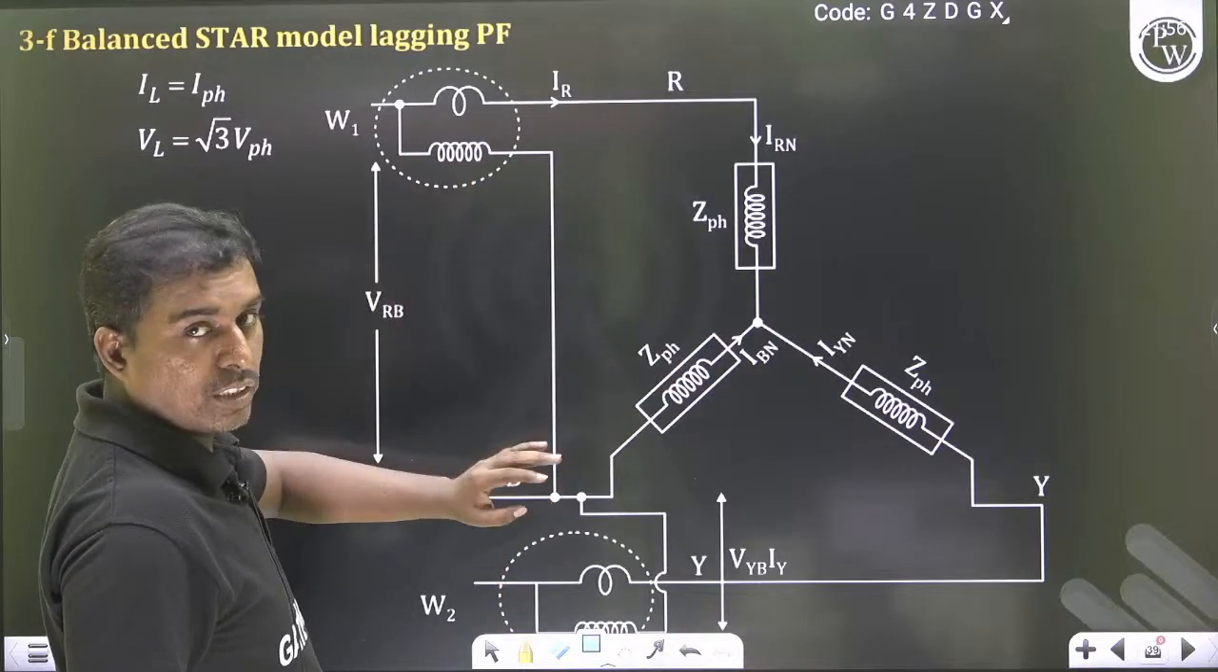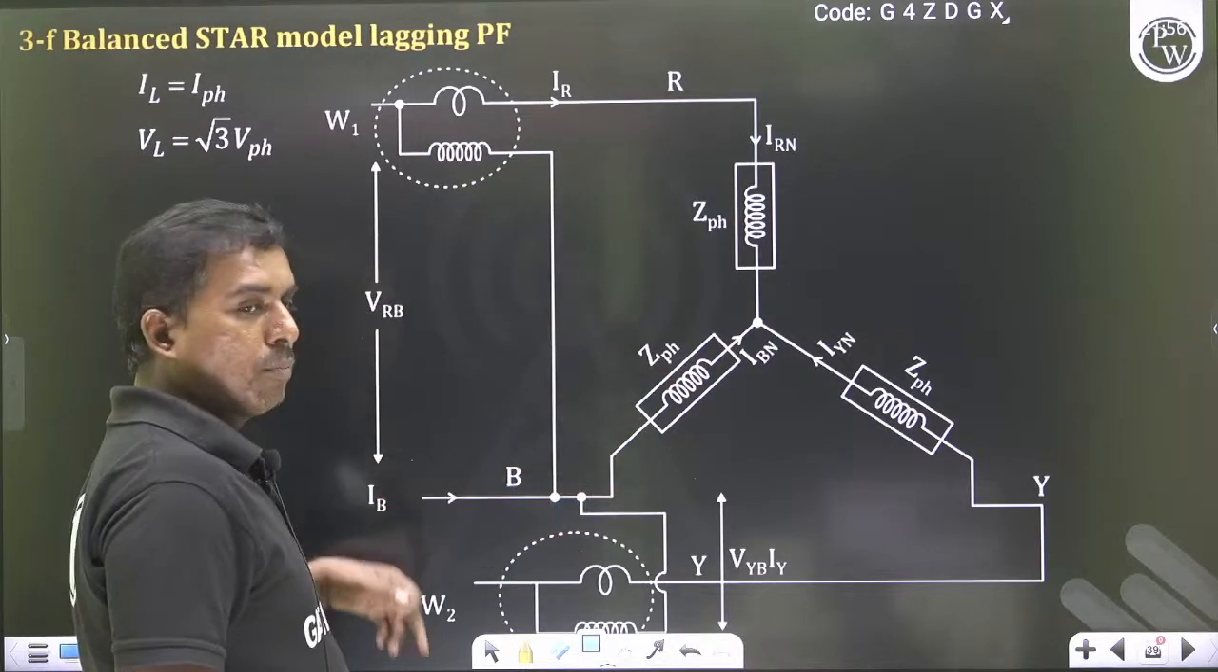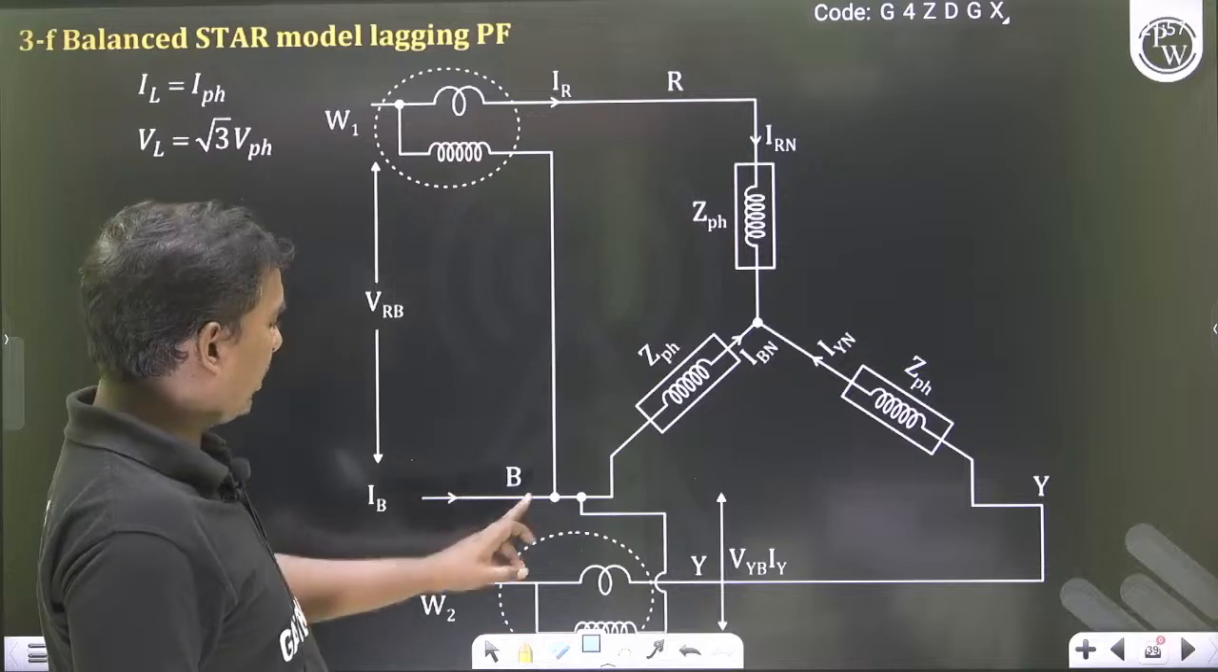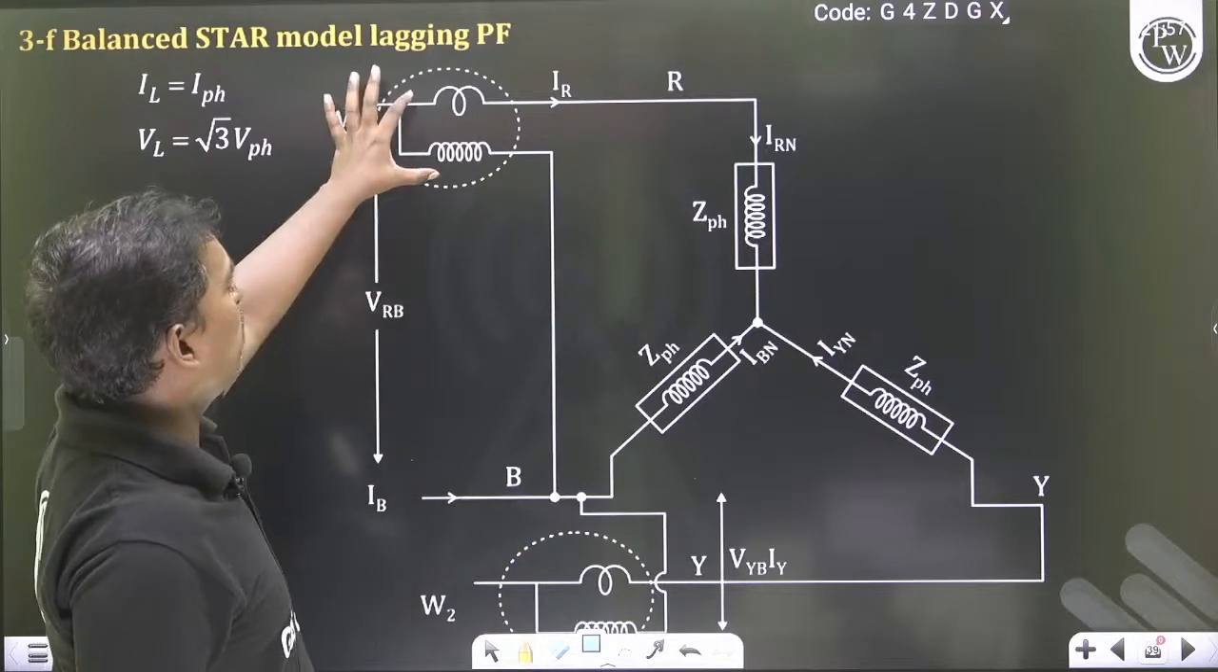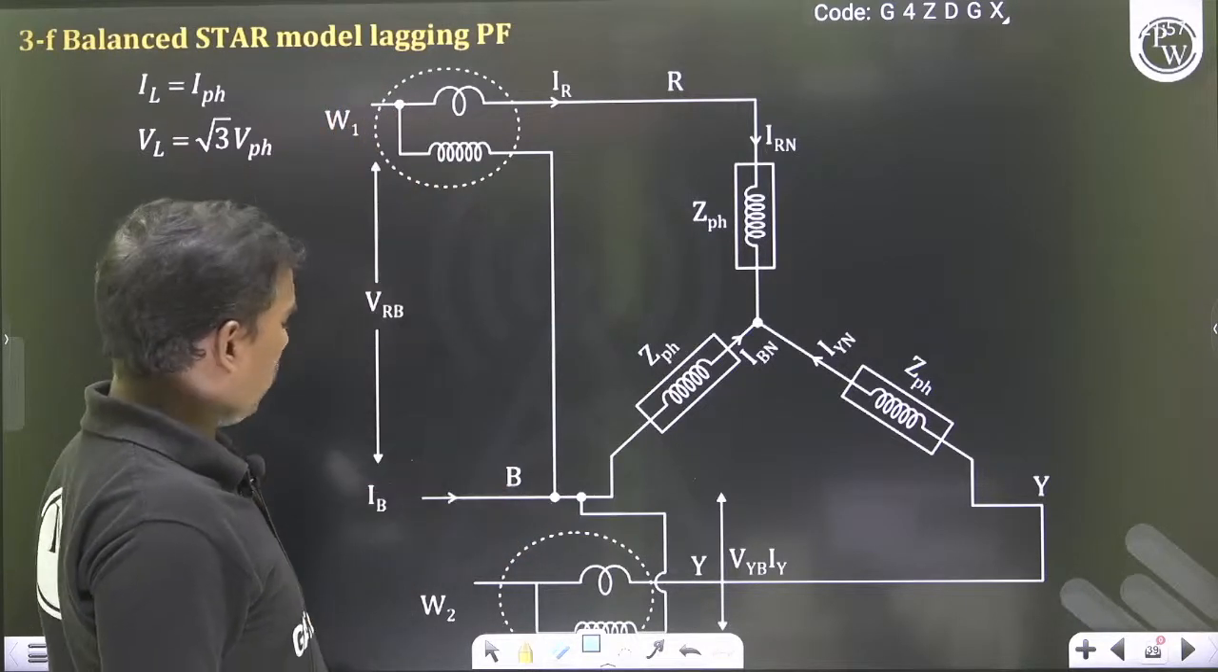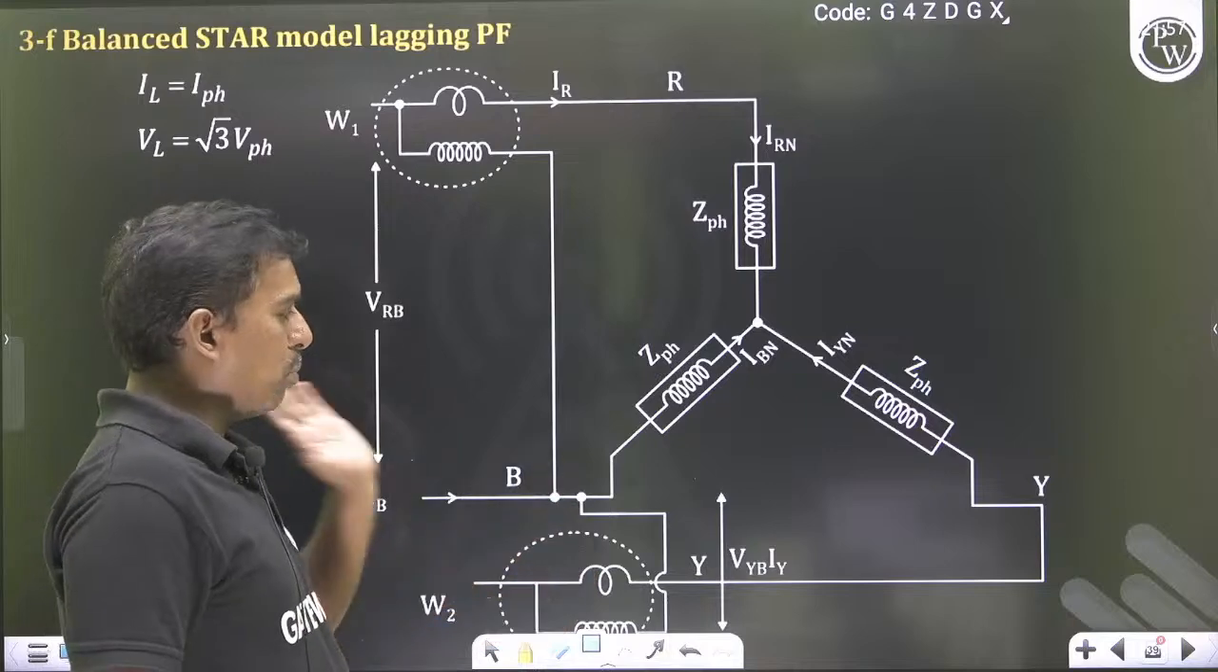Then how to make the connection: one particular line we can take as common. So here I have taken the B line as common. Wattmeter 1's pressure coil is connected to B. Wattmeter 2's pressure coil is also connected to B.